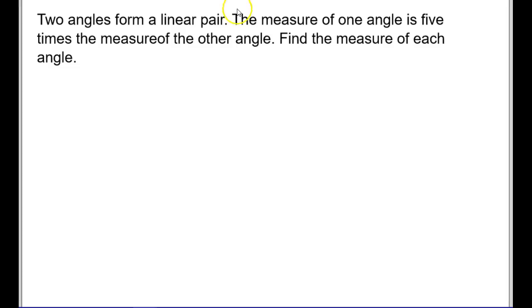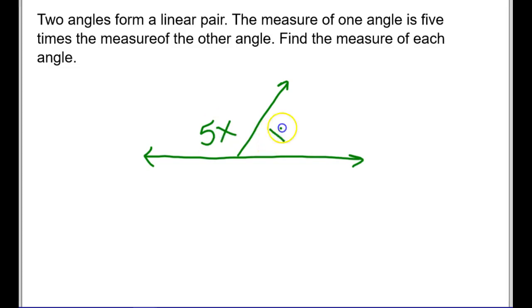Our next example: 2 angles form a linear pair. So the first thing I know is that I've got 2 angles, cut in pieces. The measure of one angle is 5 times the measure of the other angle. Find the measure of each angle. I know this one is going to be 5 times the measure of this small one. So if the small one is x, the big one is going to be 5x.